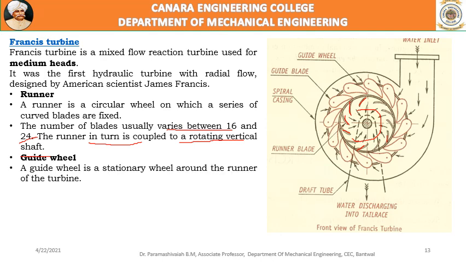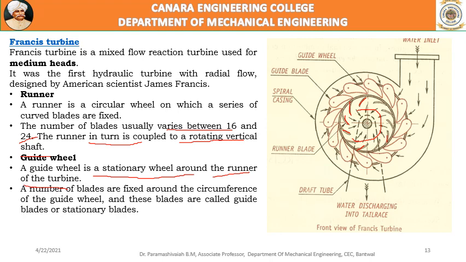Then guide blades. The guide blade is a guide wheel. The guide wheel is also a wheel, a stationary wheel around the runner of the turbine. Stationary means it doesn't rotate. Only the rotor or the runner rotates, and the guide wheel or the stator doesn't rotate. Again, there is a series of curved blades or vanes. See, these are the series of curved blades or vanes on the stator or the guide wheel.